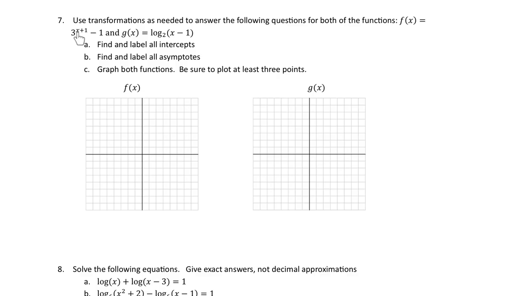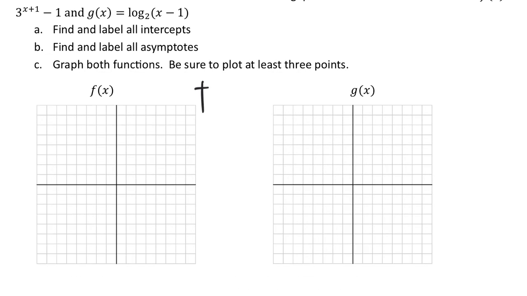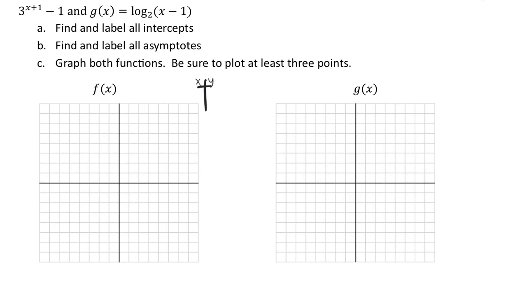This is an exponential function, so we need to find the y-intercept. So for part A, I'm going to make a quick table of values. The y-intercept happens when x is equal to 0. So if we plug in 0, this is 3 to the first power, which is 3. 3 minus 1 is 2. So 0 comma 2. Now I'm going to plug in x equals 1. 1 plus 1 is 2. 3 squared is 9. 9 minus 1 is 8. So 1 comma 8.